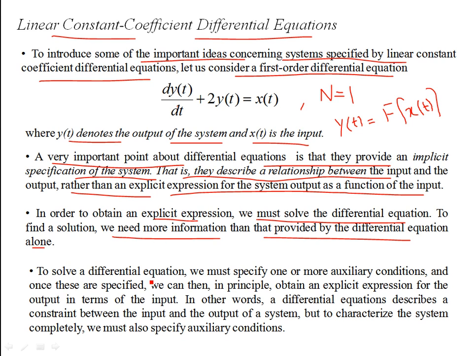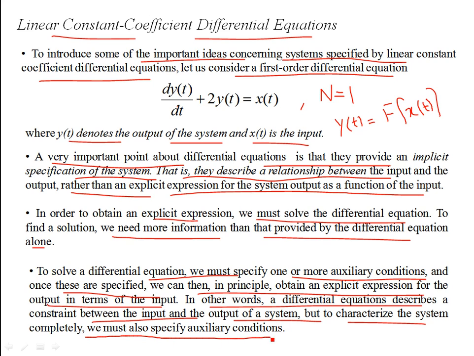To solve the differential equation, we must specify one or more auxiliary conditions, and once these are specified, we can in principle obtain the explicit expression for the output in terms of the input. In other words, a differential equation describes a constraint between the input and the output of the system. But to characterize the system completely, we must also specify the auxiliary condition. If the auxiliary conditions are different, they will lead to different solutions, right? So defining the auxiliary condition is very important to look at the behavior of the system.